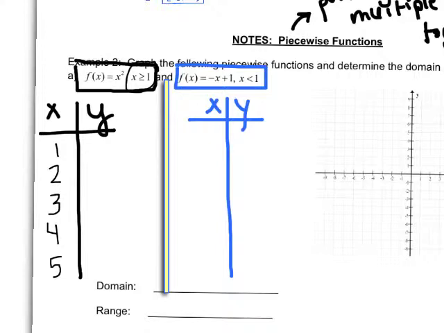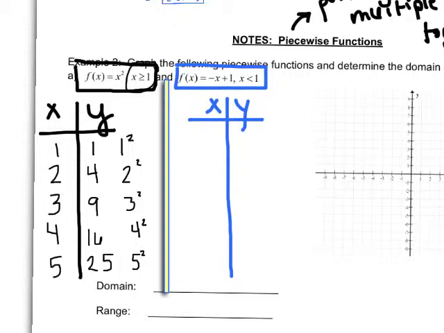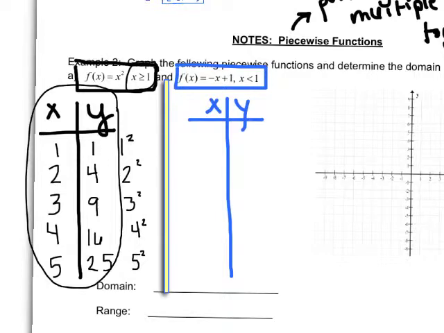Okay, and if we want to go ahead and figure out what the y values would be, so I'm going to do 1 squared. So that's 1. Here I'm going to do 2 squared. So that's 4. 3 squared is 9. 4 squared is 16. And 5 squared is 25. So this is my table for my first function.